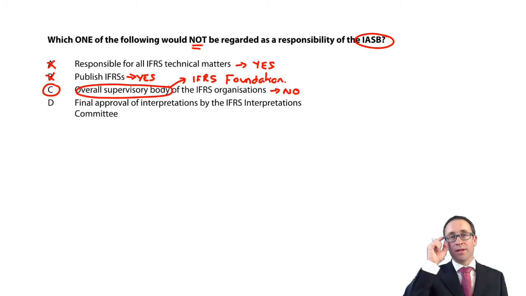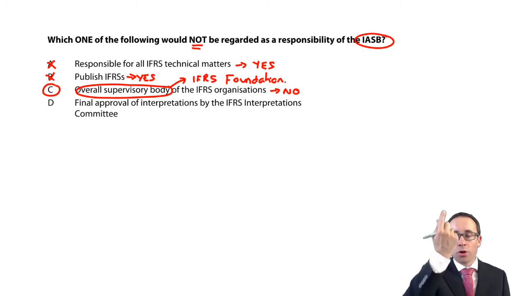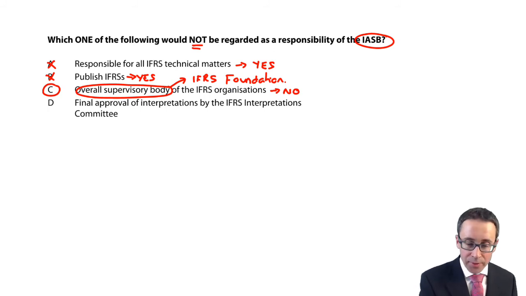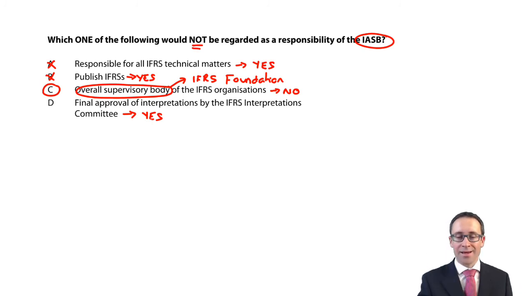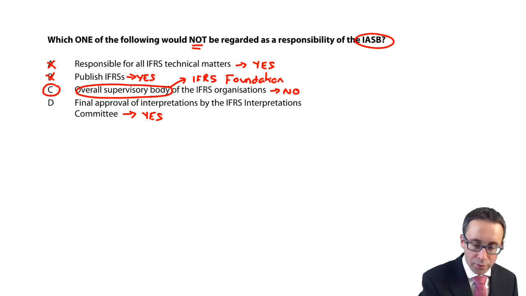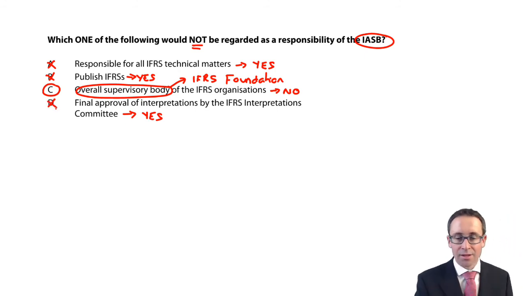So that is not a responsibility of the IASB. The IASB reports up to the IFRS Foundation. Just to double check, D, does the ISB have final approval of interpretations? Yes. Okay, they have. The Interpretations Committee pull together the interpretations and then the ISB approves it. So that is a responsibility and therefore not the answer. Okay, excellent. So it can be quite tricky, can't it, in terms of how you piece it all together.